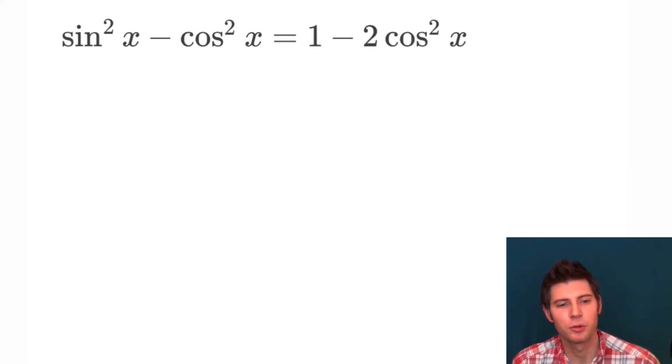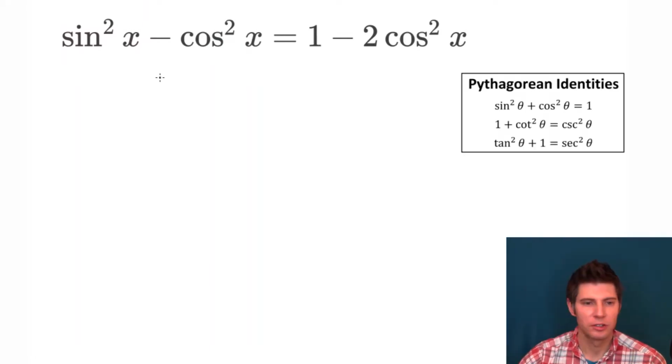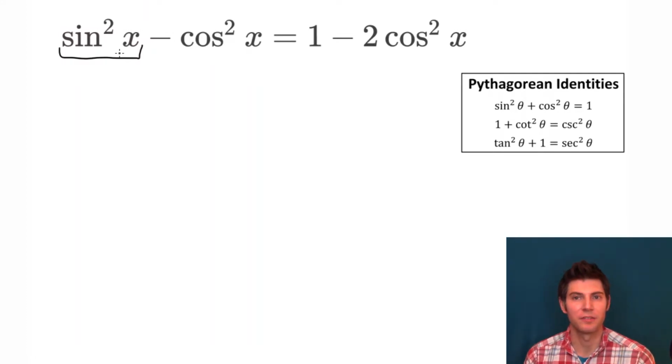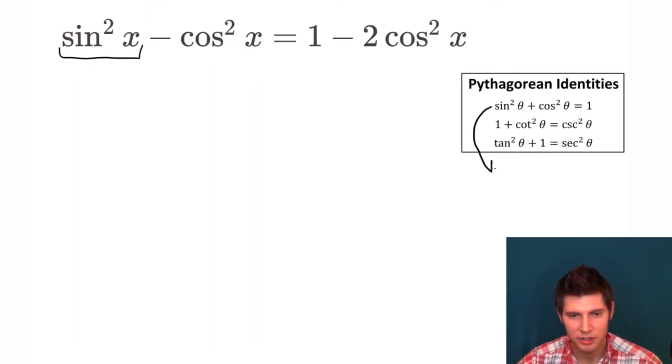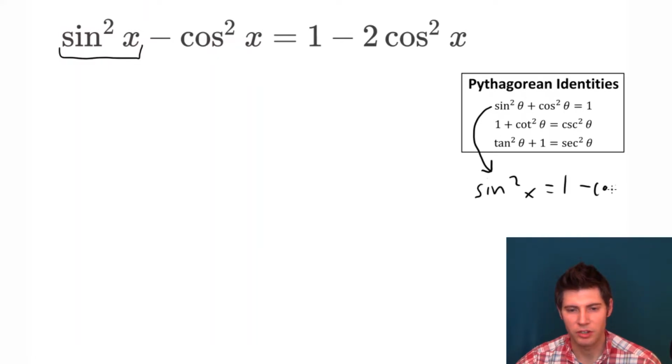Next, we have sine squared x minus cosine squared x equals 1 minus 2 cosine squared x. So I'm thinking Pythagorean identities again on this one. So we'll simplify the left-hand side. We have a cosine squared x, so we really want to get rid of this sine squared x. We want everything on the left-hand side to be in terms of cosine squared. And using this property right here, sine squared plus cosine squared equals 1, if I subtract cosine squared from both sides, I get sine squared equals 1 minus cosine squared.